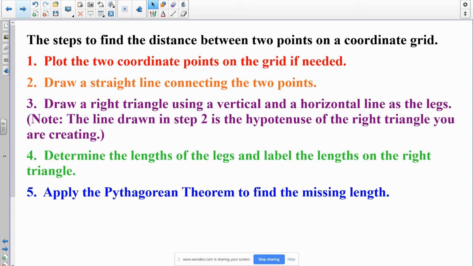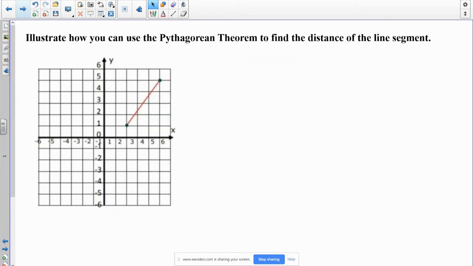Step 4, determine the lengths of the legs and label the lengths on the right triangle. So you're going to count the space or the distance each of the leg lengths are, and you're going to record that on the actual right triangle. And the last and final step is to apply the Pythagorean theorem to that missing length. Normally that missing length that we're looking for is the hypotenuse. So we're going to go through 3 examples.